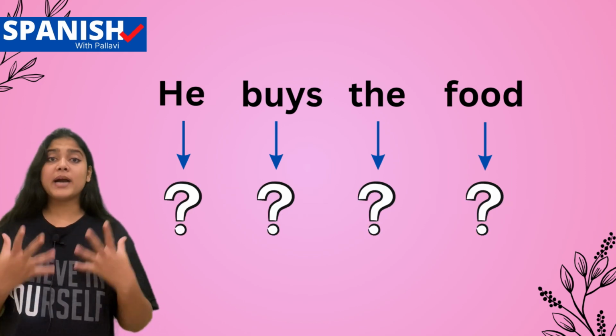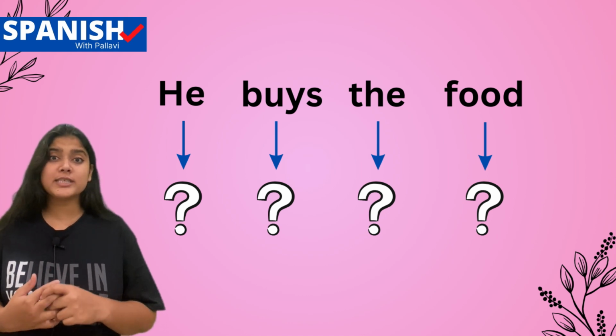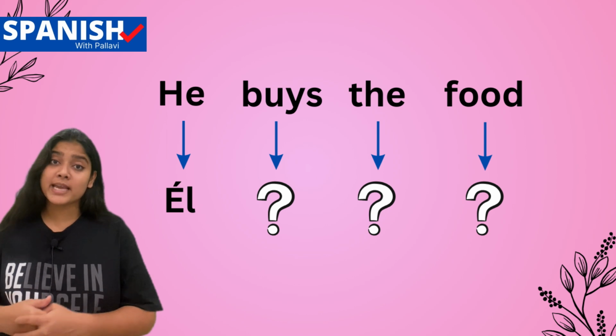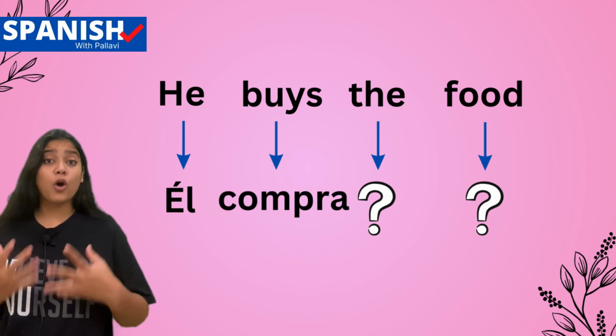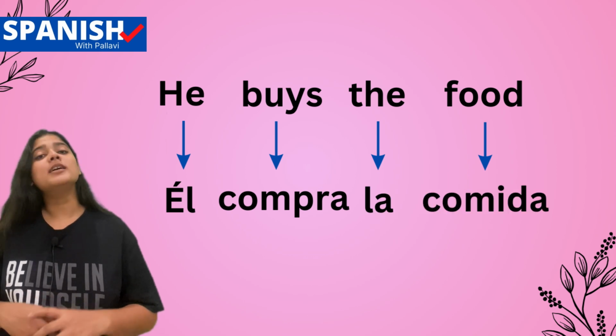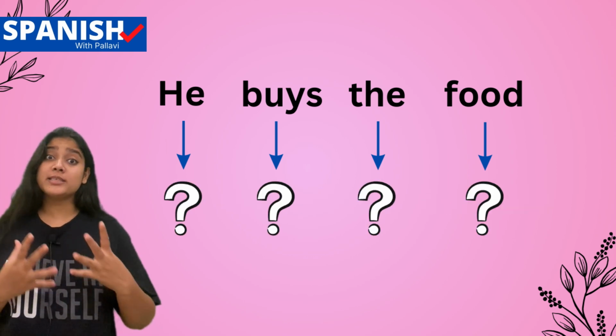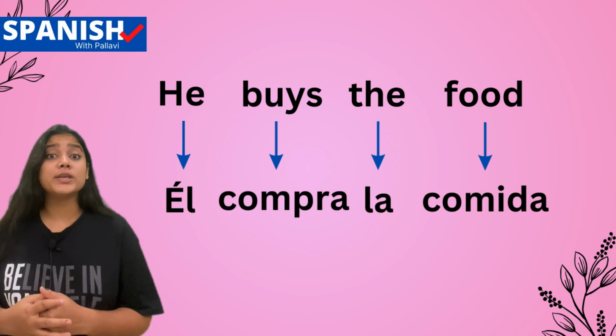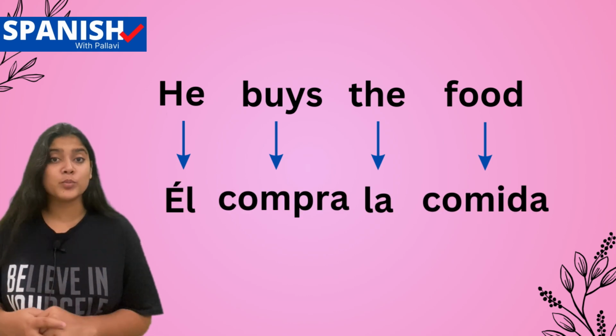Next. He buys food. How do we say that in Spanish? He will be él. Buys will be compra. The food will be la comida. So the whole sentence will be he buys the food. Él compra la comida.